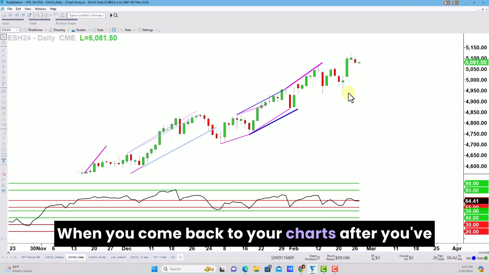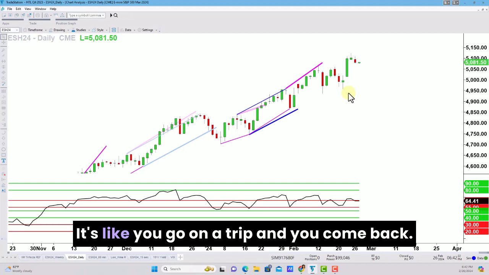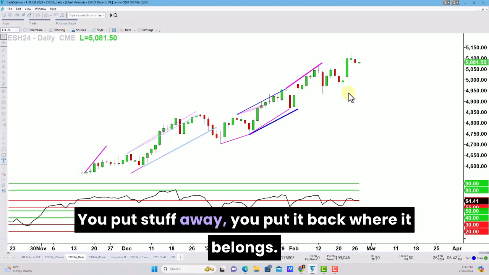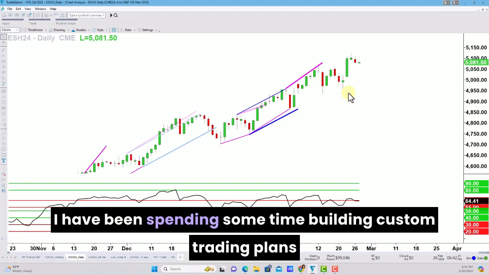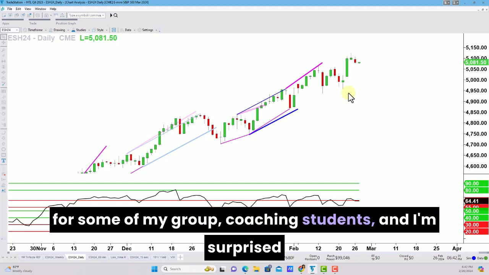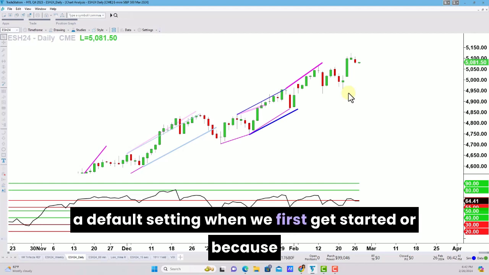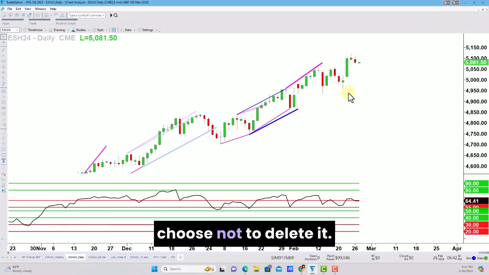When you come back to your charts after you've been away from them, clear the clutter, guys, okay? It's like you go on a trip and you come back, you don't live out of your suitcase, right? You put stuff away, you put it back where it belongs. Do the same thing with your chart. I have been spending some time building custom trading plans for some of my group coaching students, and I'm surprised at how much clutter remains on our charts because it's a default setting when we first get started, or because we don't know what that information is and we just choose not to delete it. Clear the clutter, promise you it'll help.